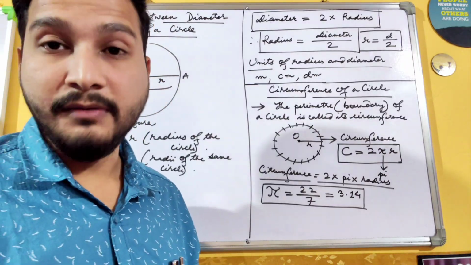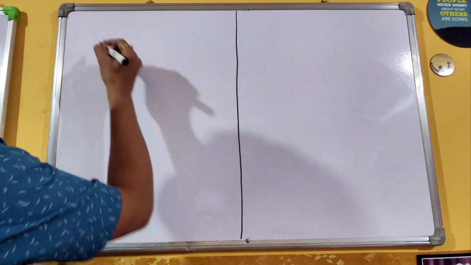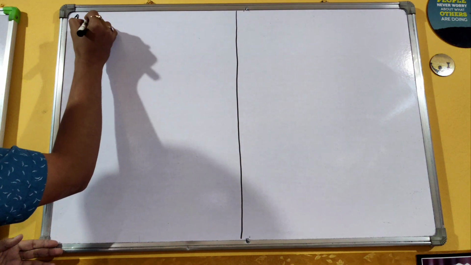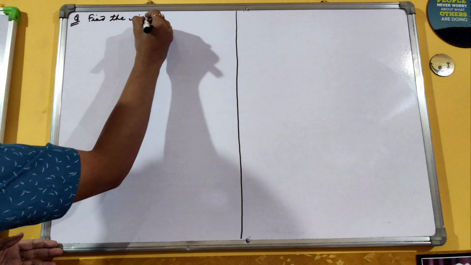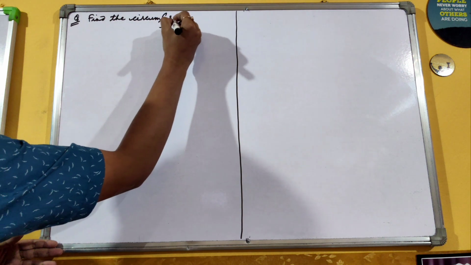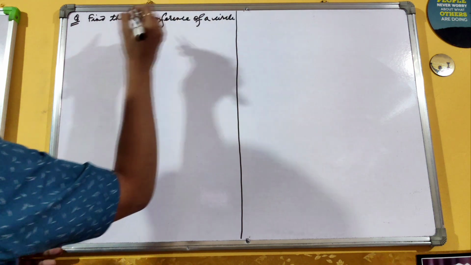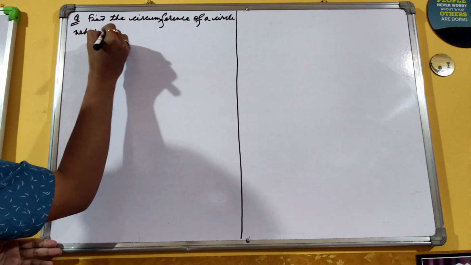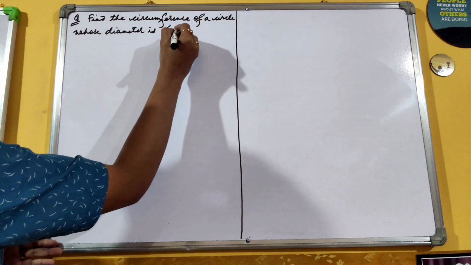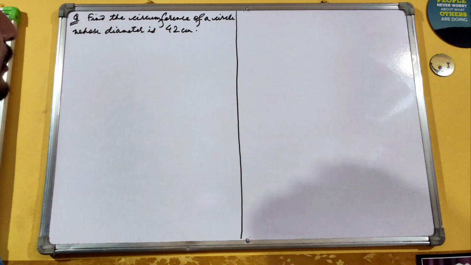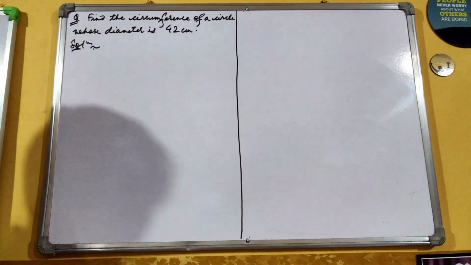Now let's check a problem based on circumference. The question is, find the circumference of a circle whose diameter is 42 centimeter. Let's check the solution to the problem now.